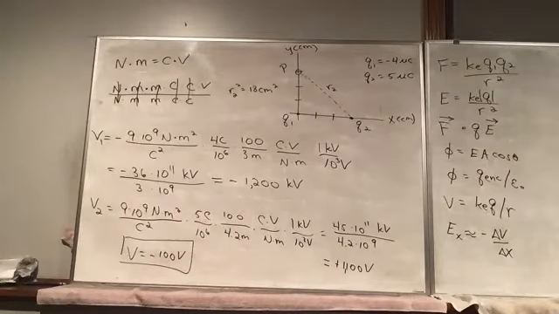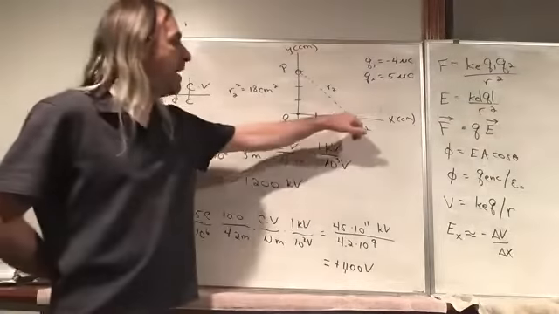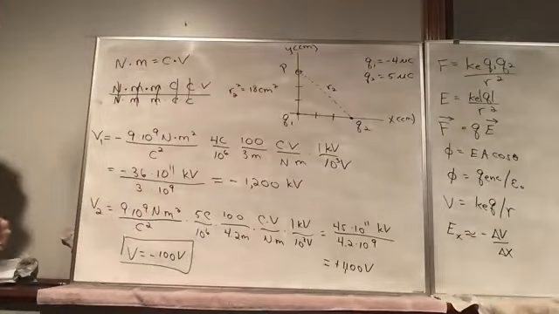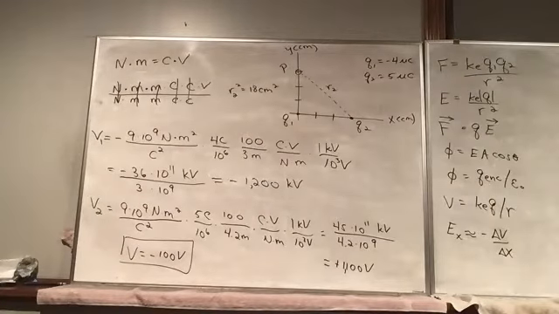So it just worked out that way. Q2 is bigger, but it's also farther away, which is why they almost canceled out. All right. So that is electric potential.